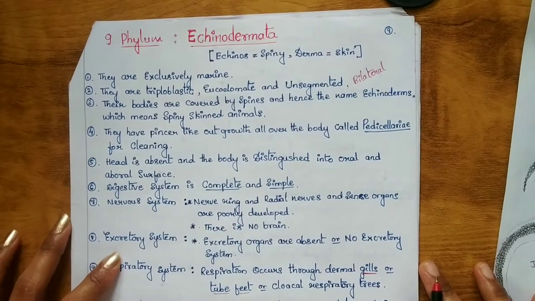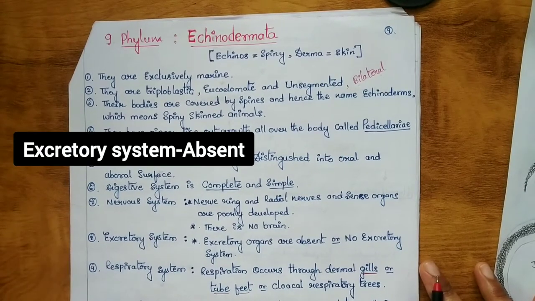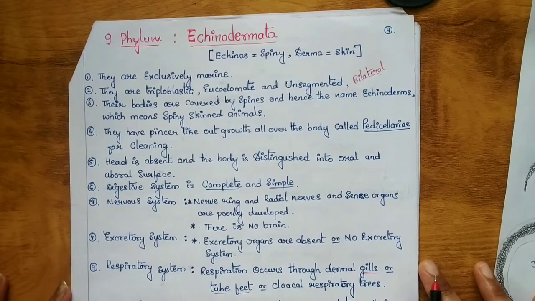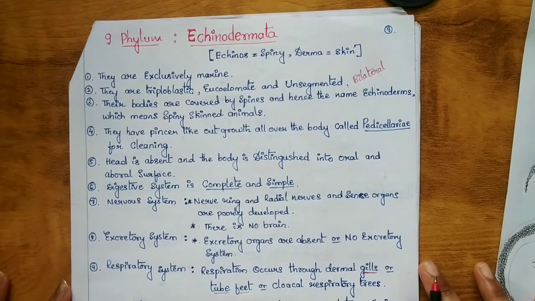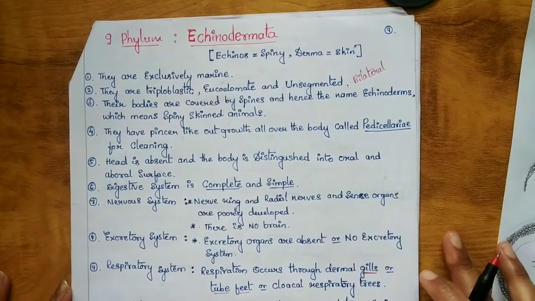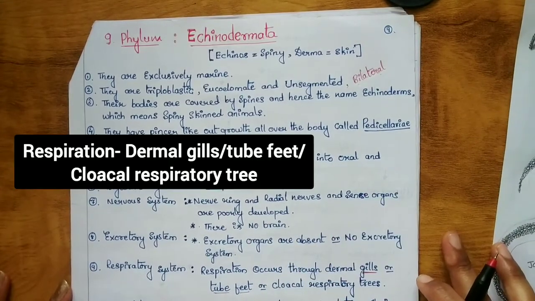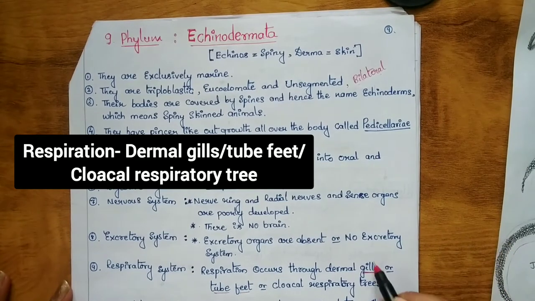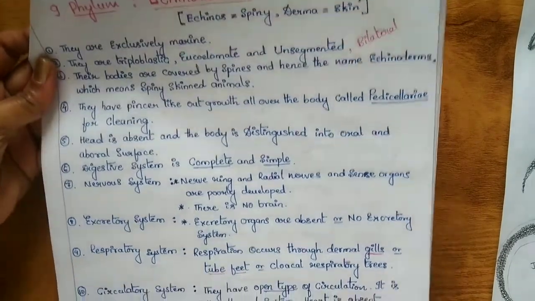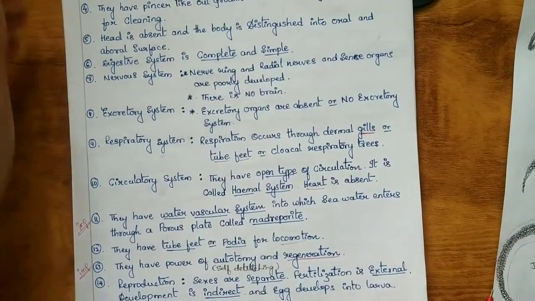Excretory system. Excretory organs are absent in echinoderms, and there is no excretory system. And coming to the respiratory system, you can have a guess here, because as I said, they are exclusively marine. If they are marine organisms, that means the respiration is obviously through dermal gills, or they have tube feet or cloacal respiratory trees for respiration. Let us move on to a few more points which are very important.